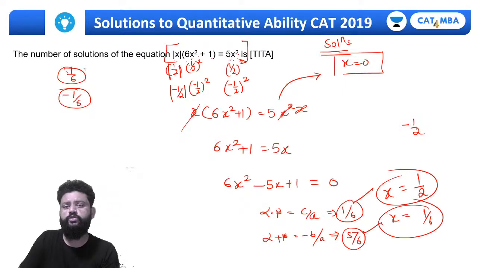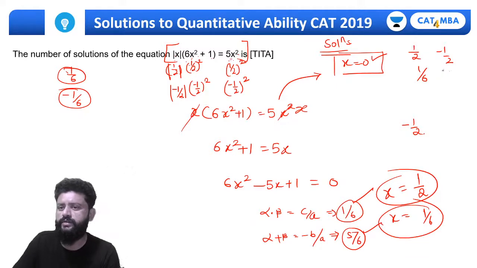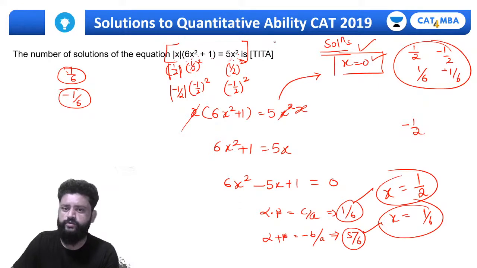So how many total solutions do we have? One is 0, one is 1 by 2, the second is minus 1 by 2, the third is 1 by 6 and the fourth one is minus 1 by 6. These are 4, and one earlier was 0. 4 plus 1 that is 5. So total solutions are 5.